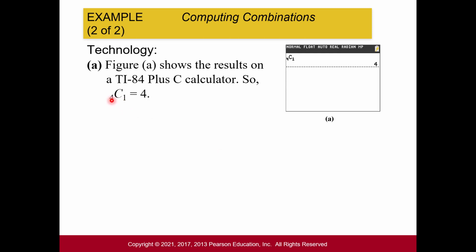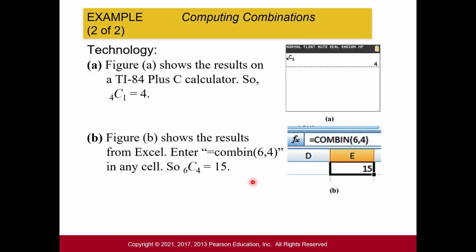So from the calculator, the same idea that we did with permutation, you just hit the math button, go to probability, and then you'll choose your combination function. And then in Excel, really similar to permutation as well, in any cell, just type in equal sign, and then COMBIN, it's just shortened for combination, and then your first number N, and then comma your second number R. And then you'll get the answer in the cell.